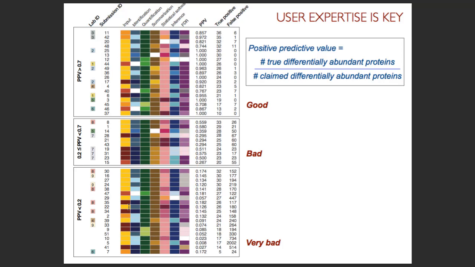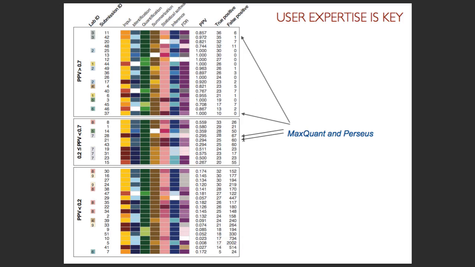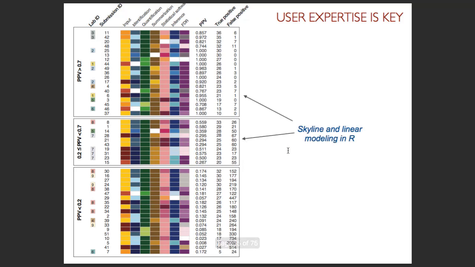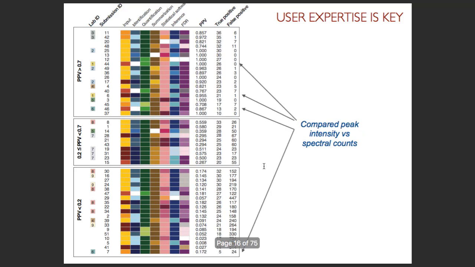And we were also interested in whether some tools did better than others. That was not conclusive. For example, these submissions all used MaxQuant and Perseus. Some did very well, others didn't do so well. These used Skyline and modeling in R. Some did well, others not so well. Some submissions compared peak intensity versus spectral counts. These two found that both work well. This one found that one works better than the other. So really a lot of differences.